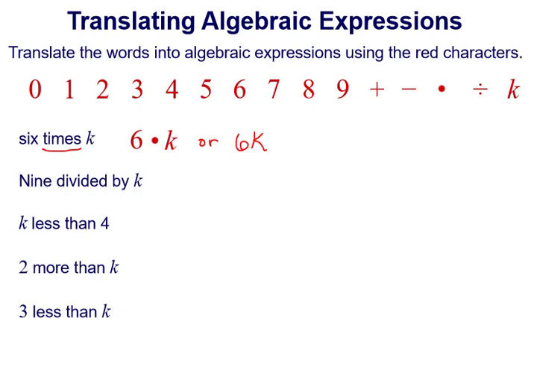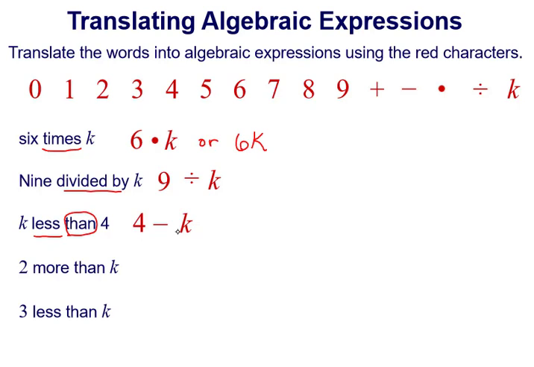We have 9 divided by k, so we have 9. Now divided by is our clue word for division, so we use the division symbol and the variable. So 9 divided by k. Here we have k less than 4. So less is indicating subtraction, but we do have less than. So that is going to switch the order. We first want to start with the second thing mentioned, which was 4. Then subtraction, so 4 minus k is k less than 4.